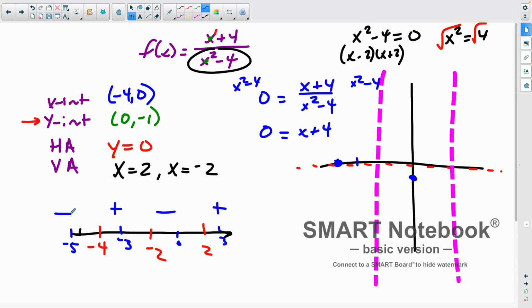Here is 2. This is my critical value. I'm above the x-axis, so I'm here. As I go to the right, I'm going to approach 0. So it's going to level off at 0. In the middle, between my 2 asymptotes, it's negative. So between the 2 asymptotes, it's negative. So it's going here and it's going there.